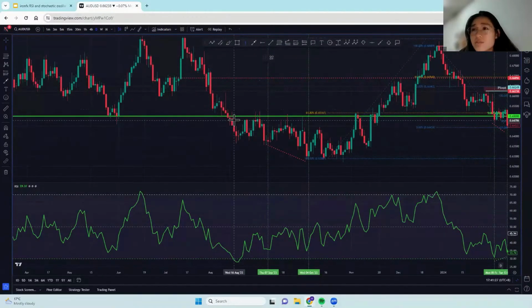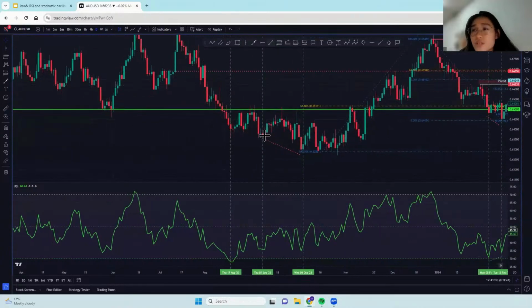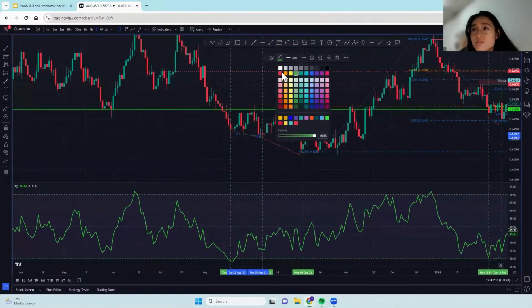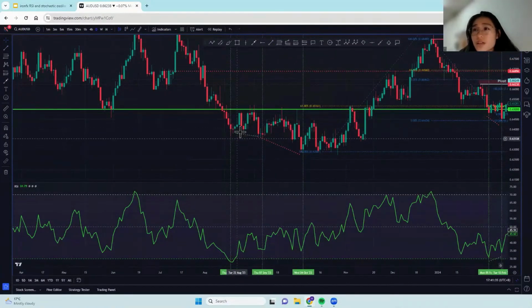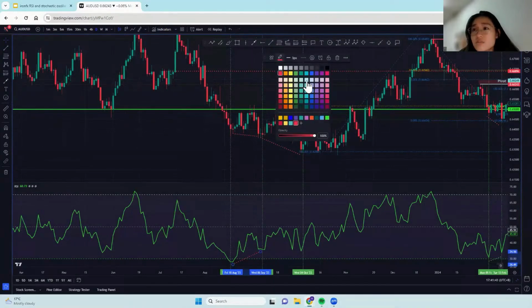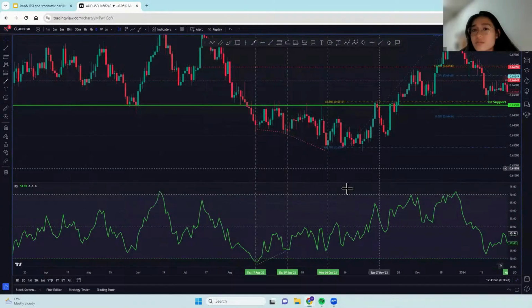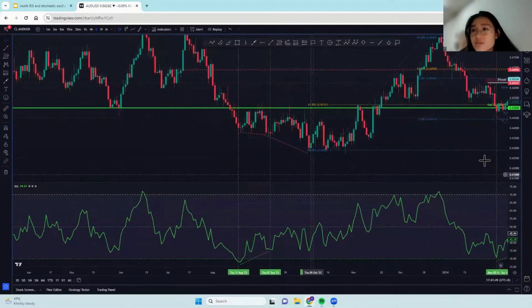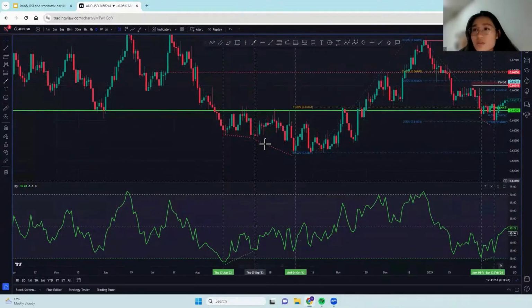Another one here. Price making a lower low, and then RSI making a higher low. Then you see price also shot up after that.